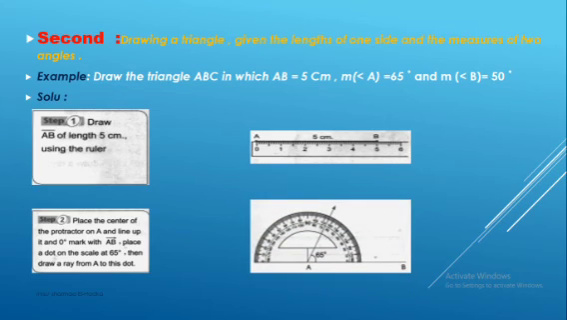Step 2, place the center of the protractor on A and line up at 0 degree with AB. Place a dot on the scale at 65 degrees. Then draw a ray from A to this dot.